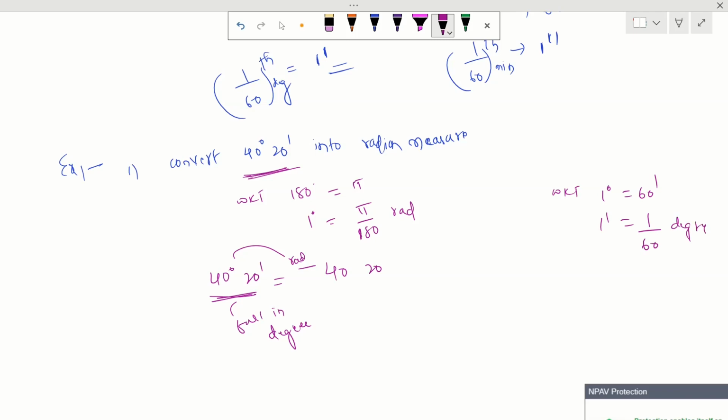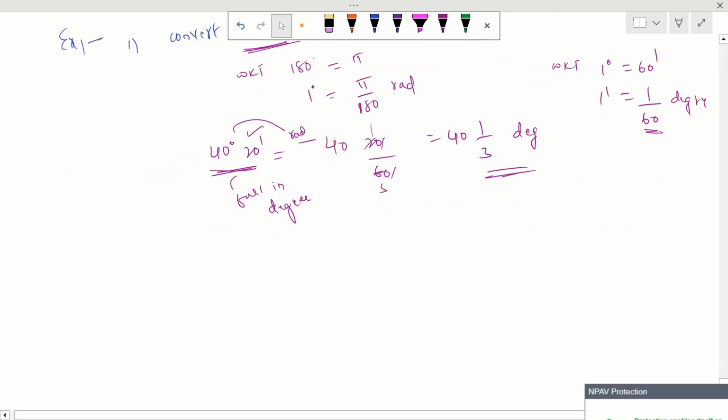So here 20 minutes is given. When we convert this minute into degree, we have to divide by 60. Then the zeros cancel, 2 ones are 2, 2 threes are 6. Then it is 40 and 1 by 3 of a degree. Now it is completely converted into degree, right?